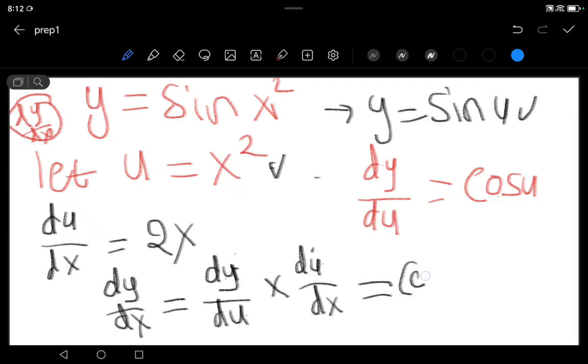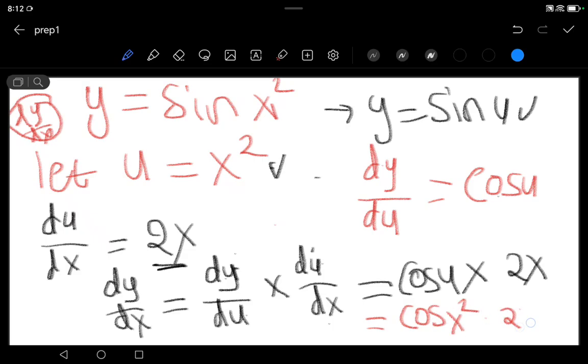So it's cos u multiplied by du over dx, which is 2x. And then we said we let u equal x squared, which means we substitute back our value of x squared. So therefore we have cos x squared multiplied by 2x. This is multiplication, times 2x.